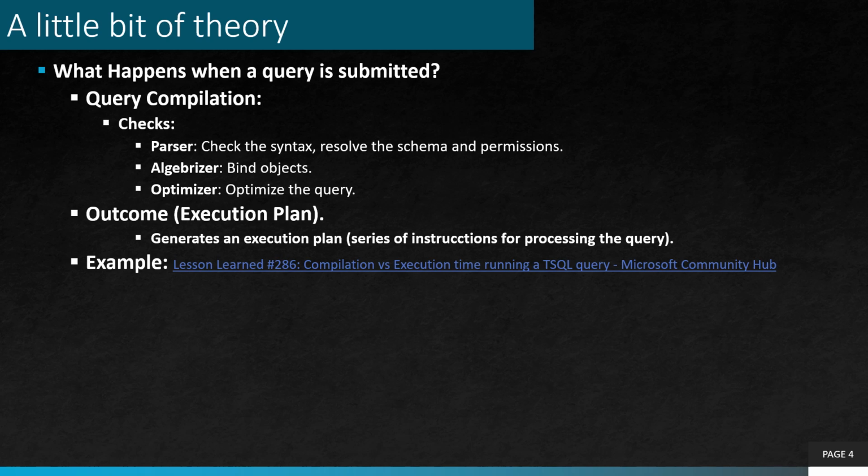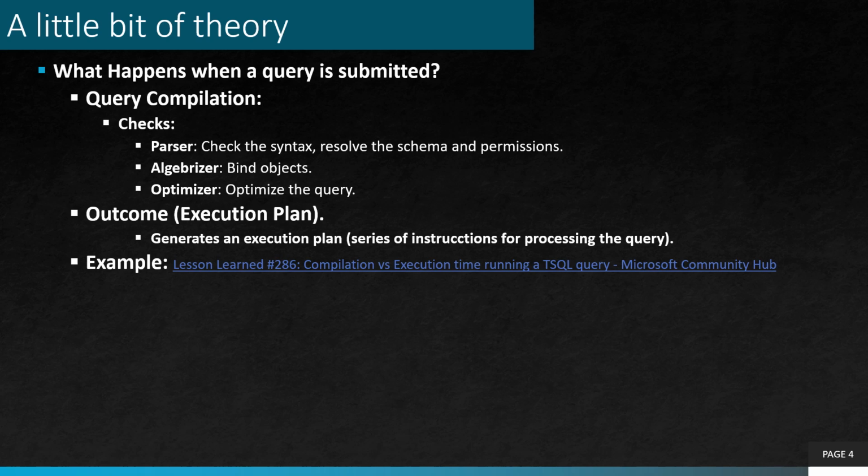After this phase, we are going to obtain or run the execution plan. The execution plan basically generates a series of instructions for processing the query. So it's very important to understand the 2 phases that we have. First is the compilation and the other one is the execution.